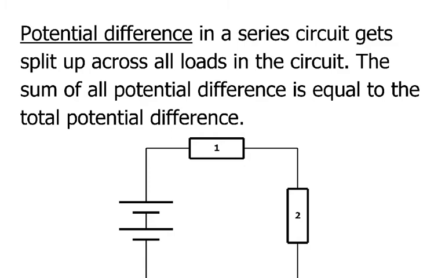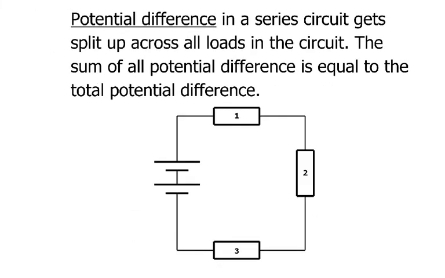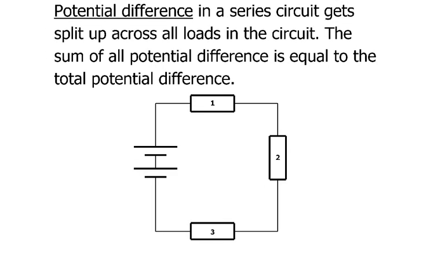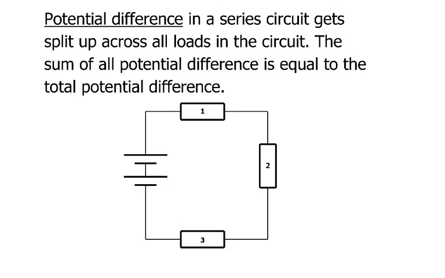All right. So let's talk a little bit about potential difference. In a series circuit, the potential difference gets split up across all of the loads. So you've got a certain amount of potential difference here. Again, let's just say that it's 3 volts, all right? And then we've got 3 circuit components that we'll just say, for the sake of simplicity, we'll say these are all identical resistors. They're all resistors, and we'll say that they're all the same.